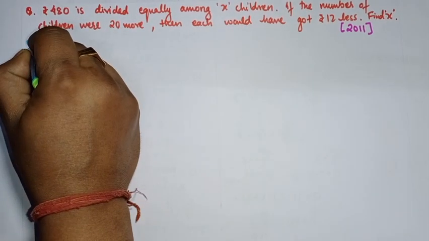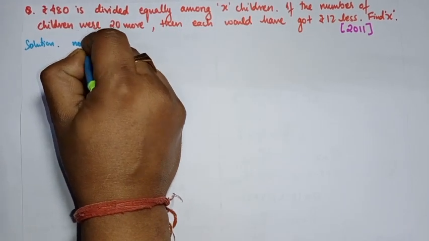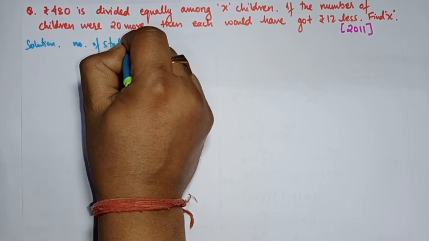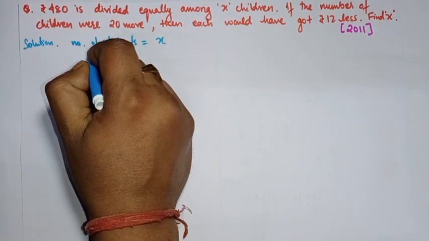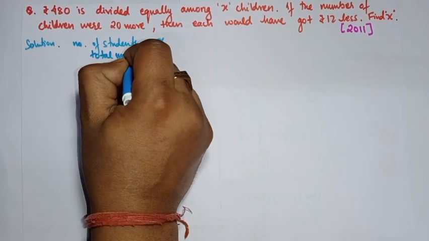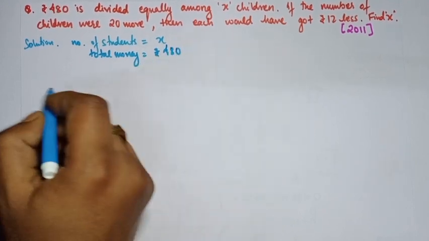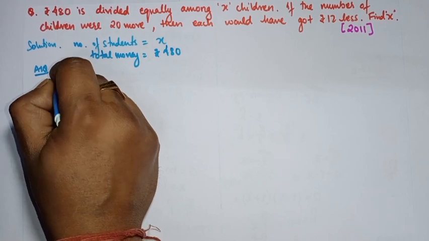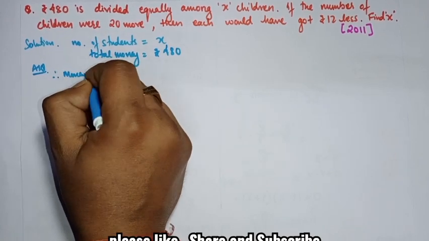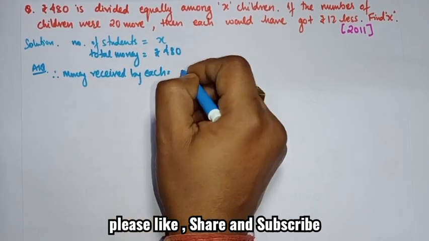Solution. You can see it's 2011. Number of students, what are they given? Number of students equals x. And what do you have? Money also they have given us. Total money equals how much is that? In the first case, 480. So now according to the question, money received by each equals what will it be?